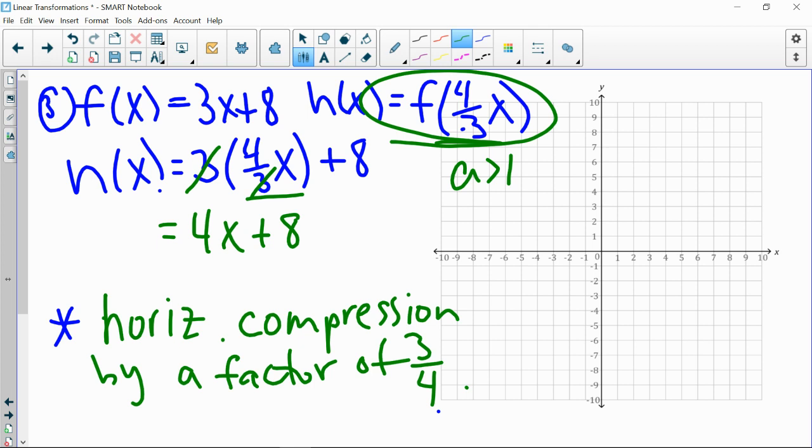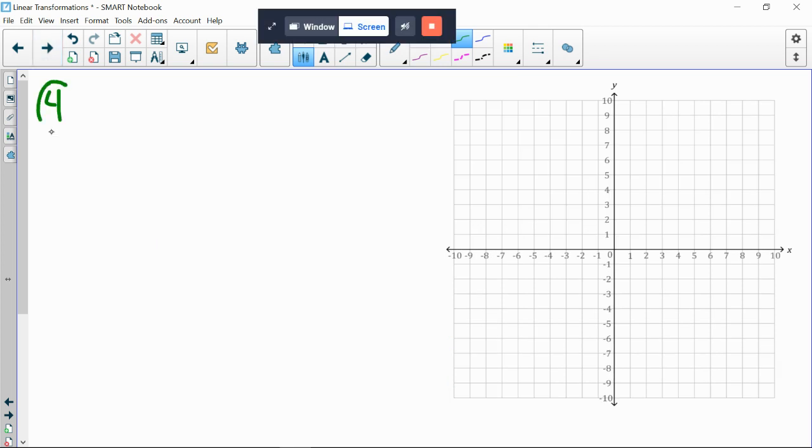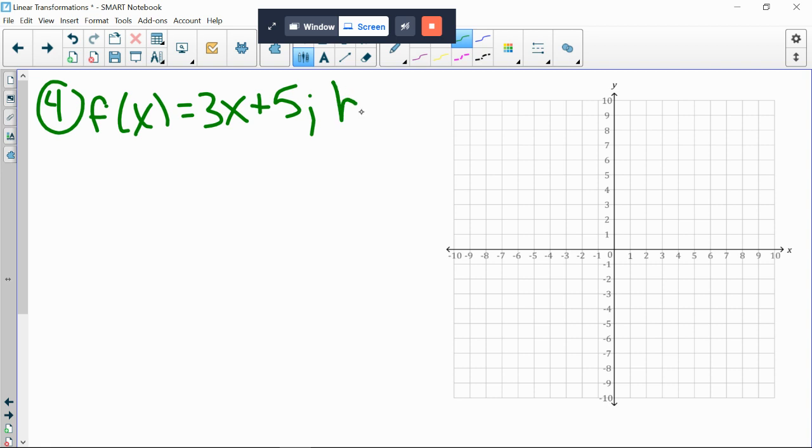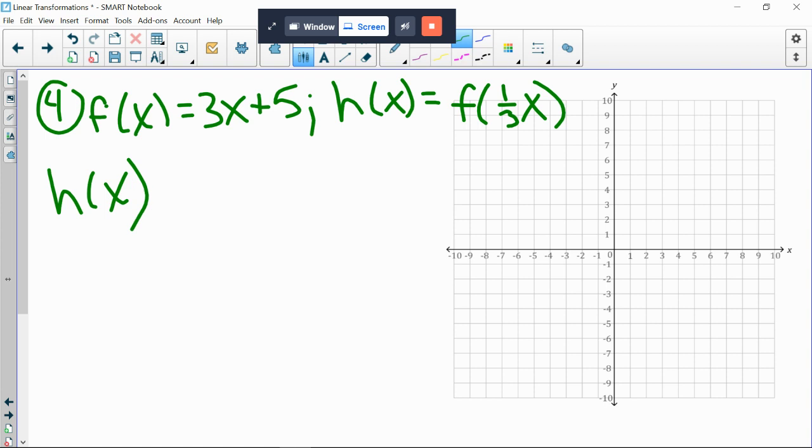Okay, we'll do one more that is your exit ticket. So f of x equals 3x plus 5, and then h of x equals f of 1/3 x. So write the new function and describe the transformation. And stay awake.